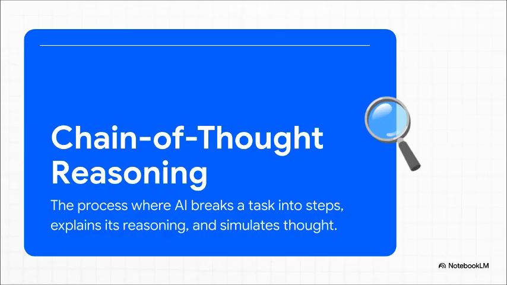You see, early AI could spot a pattern and give you an answer, but it couldn't tell you how it got that answer. With chain of thought, the AI actually learns to break down a complex problem into a series of smaller, logical steps. It's almost like it's showing its work, creating a clear, transparent path from the question all the way to the solution.